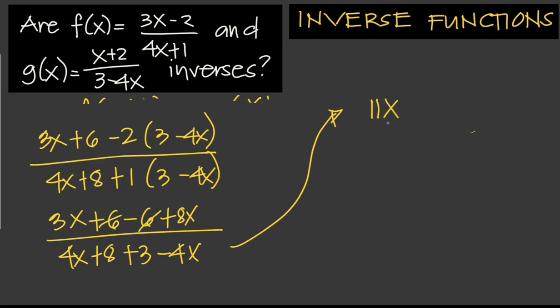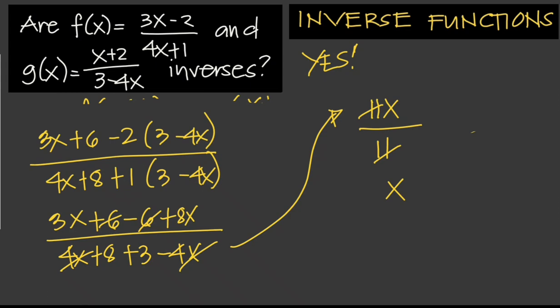This cancels out, this is 0. And then 4x cancels out. 4x minus 4x is 0 for 11. And 11 here cancels out. Therefore, our answer is x. So the answer for this is yes. The two functions are inverses.